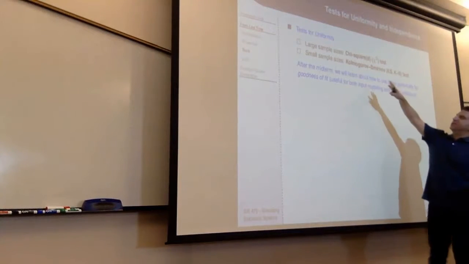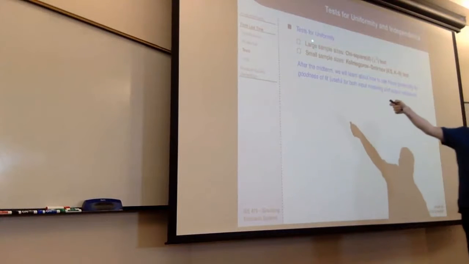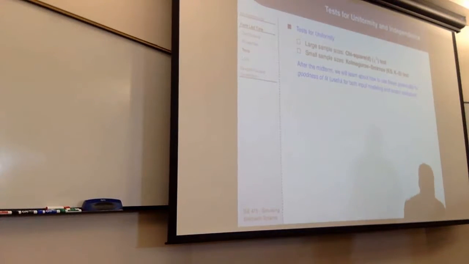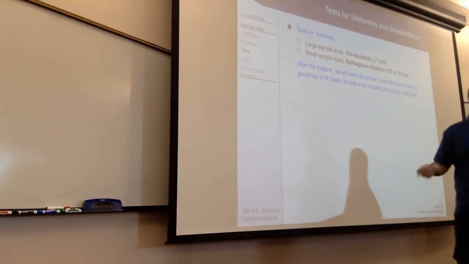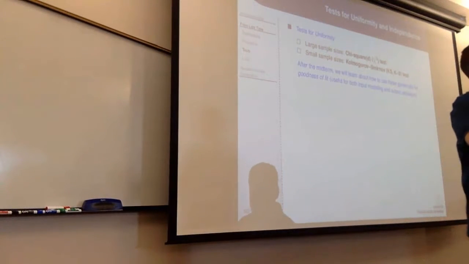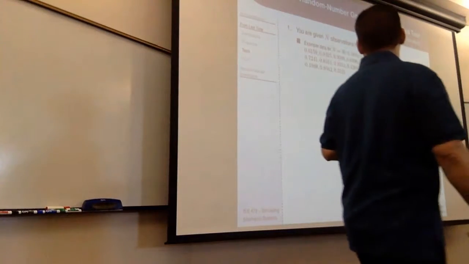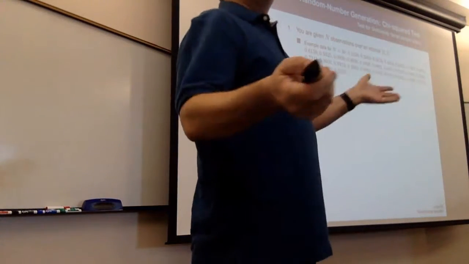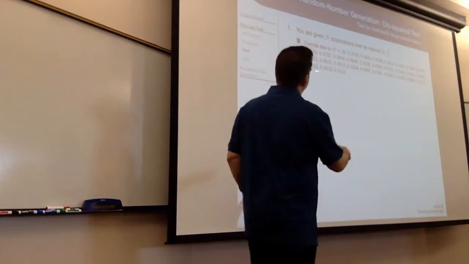So these are our 2 tests. For large sample sizes, you use the good old-fashioned chi-square test from 380. For small sample sizes, you use the Kolmogorov-Smirnov test. I don't want to say I'll tell you which test to use, but there will be obvious cues as to whether you're in the small sample region or the large sample region. So let's look at the chi-squared. It's the same thing you've done in 380. I give you a bunch of data.